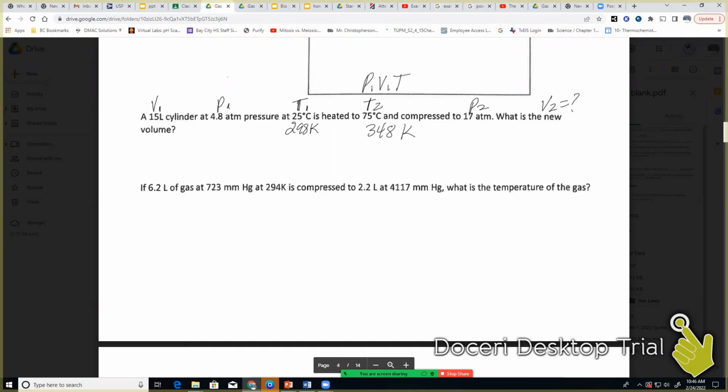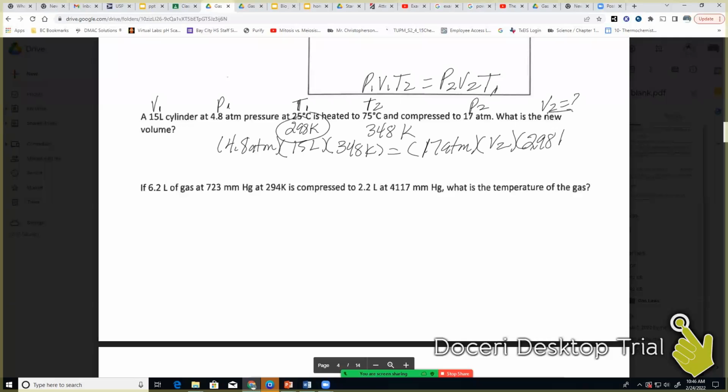Just going to rewrite my formula here since I erased it. All right, so we start with P1, my beginning pressure, which was 4.8 atmospheres, times my beginning volume, which was my 15 liters. And then T2 goes with that, so that would be 348K. And then on this side, I have my P2, which was my 17 atmospheres, times my V2, which is my unknown, and come back and grab my beginning temperature, which was 298K.